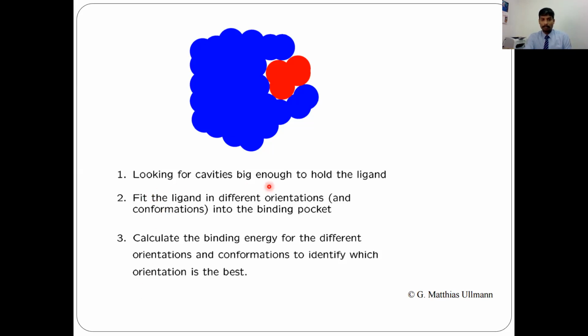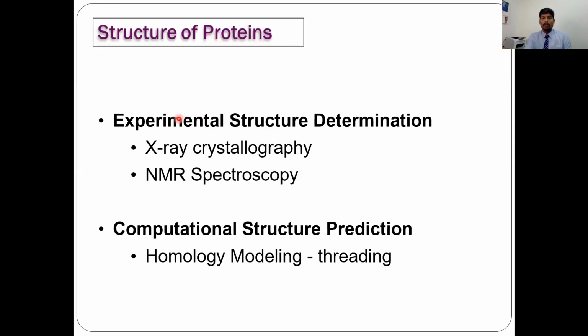The first one is finding the cavities on the protein. If you want to identify active sites on the protein or the target molecule, first we need the structure of the protein. Where do we get the structure of the protein? There are two ways, experimental or computational. If the structure is already available, most of the time it is from X-ray crystallography, a few times NMR, and very rarely electron microscopy.